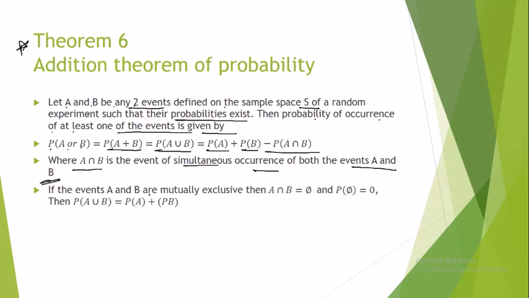If the events A and B are mutually exclusive, that is, if the intersection is a null set over here, and if the probability of the null set is 0, then you can write the same addition theorem as probability of A union B is equal to probability of A plus probability of B. So this is the statement of the addition theorem. Next we will move on to the proof of the addition theorem.